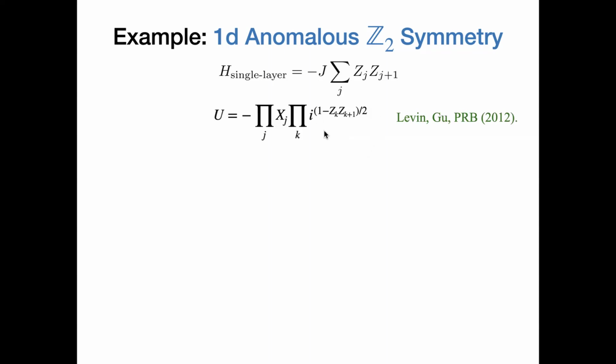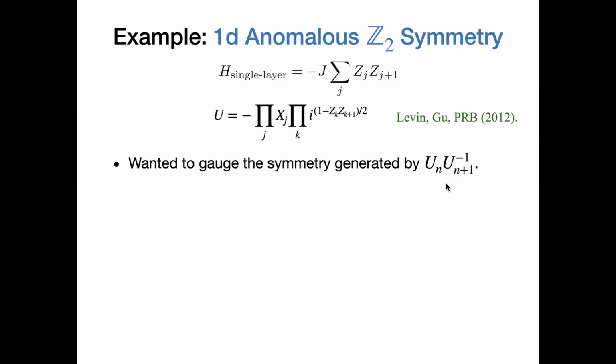The symmetry generator is the product of all X, but dressed by a sign factor plus or minus one. This factor is basically assigning a factor of i to every domain wall. But assuming periodic boundary conditions, there is an even number of domain walls, so this is ultimately a sign factor. And this symmetry turns out to be an anomalous Z2 symmetry. There's no way to gauge this single layer symmetry. But in our prescription, what we want to do is to gauge the bilayer symmetry generated by U_N times U_{N+1} minus U_{N+1} inverse. And this symmetry is anomaly free. And in principle, you can do it.